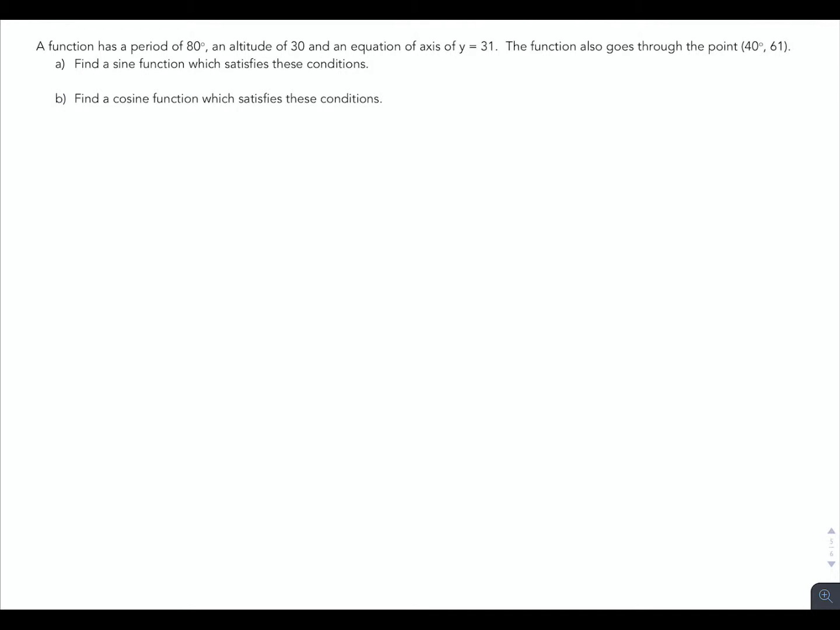So this question here asks us to determine a function with a period of 80 degrees, an amplitude of 30, and an equation of axis of 31. And it passes through the point (40, 61). So we want to have a sine function which satisfies these conditions and a cosine function which satisfies these conditions.